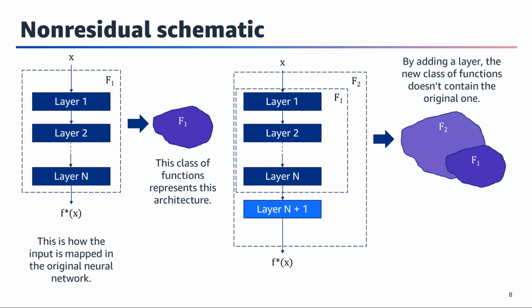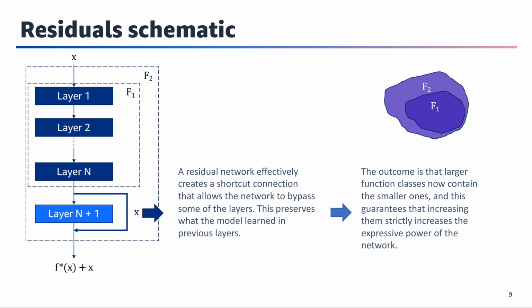By adding a layer, you risk losing the benefits from the original layers in the training process. Adding an extra layer doesn't guarantee that performance will improve. This happens because, in the function space, the new class of functions that represent the new architecture is not fully contained in the original function space. If you add a skip connection, the larger function classes contain the smaller ones. This guarantees that increasing the number of layers strictly increases the expressive power of the network.